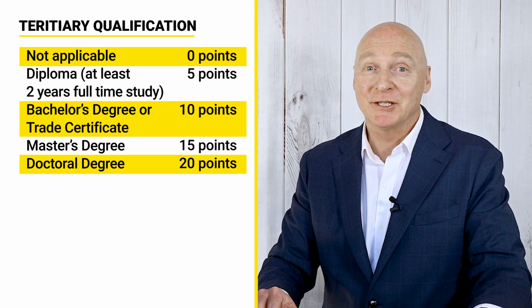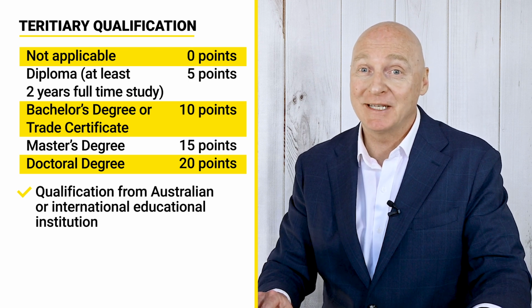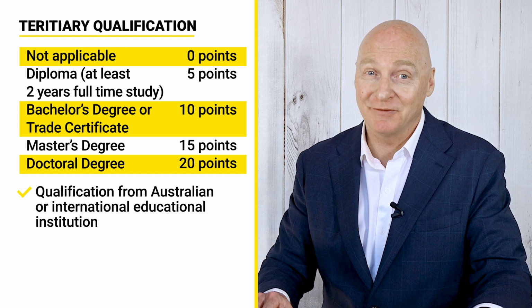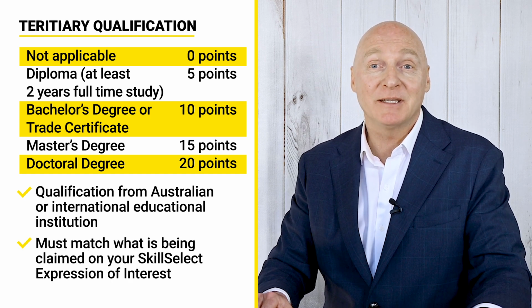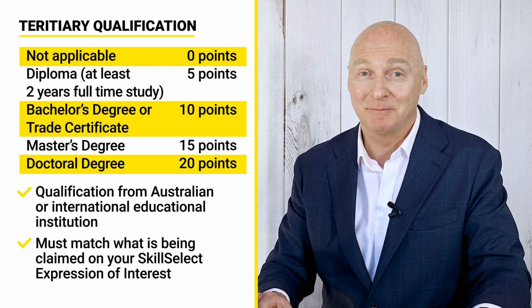Tertiary qualifications. More points are given to higher degrees, with the lowest score at 5 points given to those who have a diploma qualification from at least 2 years of full-time study. This must be the same as what you enter in your Skill Select expression of interest.